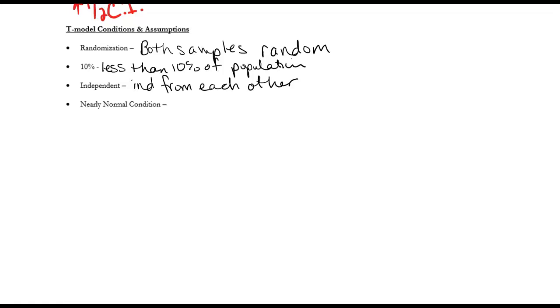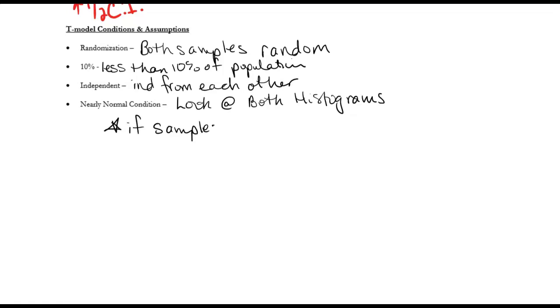And then remember the nearly normal condition. This is when we're going to look at the histograms. If it's large enough samples, then it doesn't really matter if it's skewed. So if the sample's large enough, it's okay to be skewed. Okay? All right, so what we're going to do now is look at some examples.